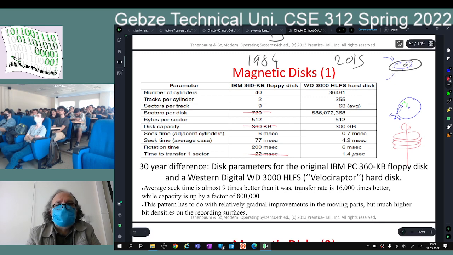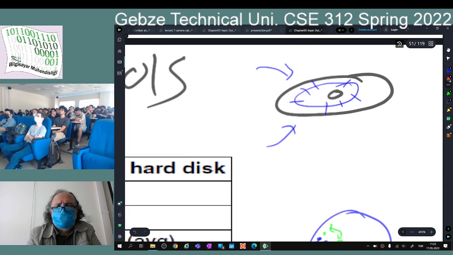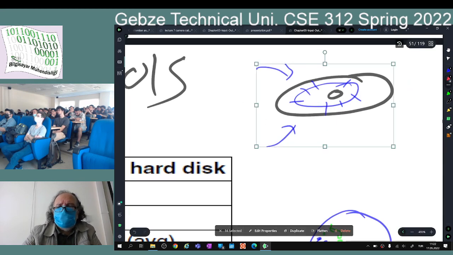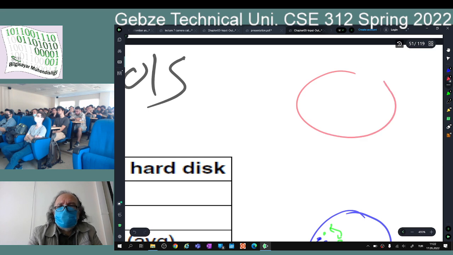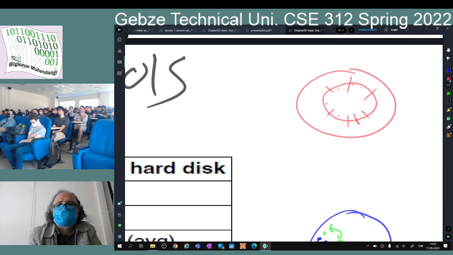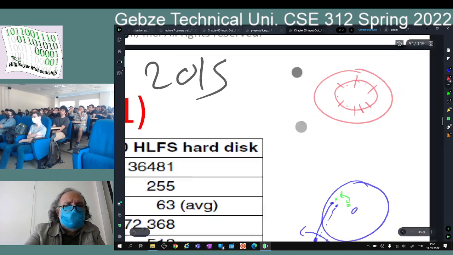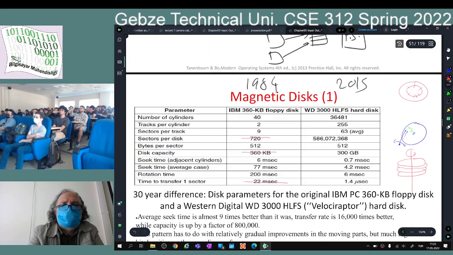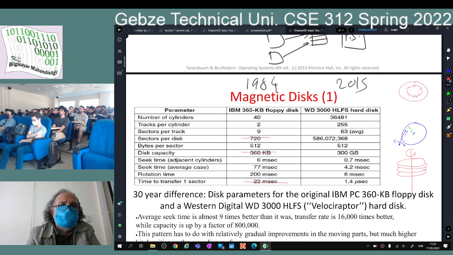Sectors per track is 63, but it says average. What do you mean by average? Remember, for the IBM floppy drive, if this is my disk and these are my tracks, I am dividing this into 9. There are 9 sectors in it. It doesn't matter where I am on the disk, all the tracks have 9 sectors. This one says that on the average you have 63 sectors per track.